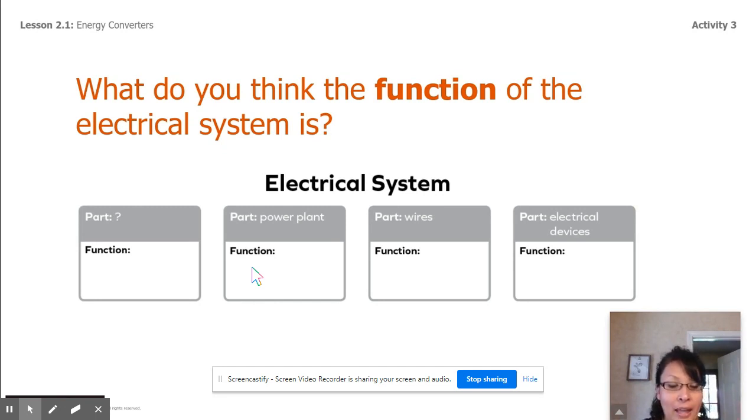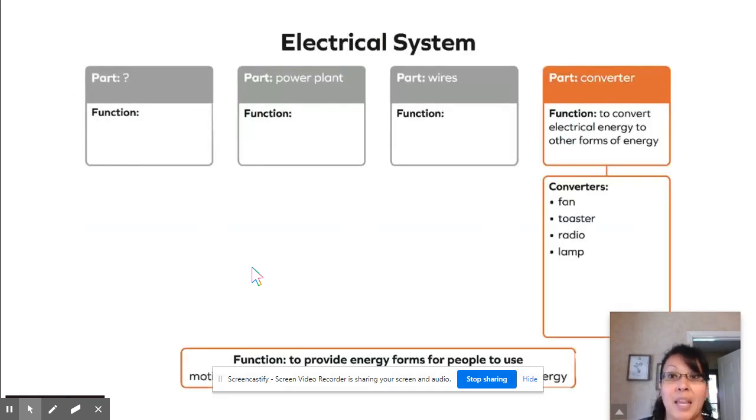So the electrical system provides electrical energy to make our devices work, and our devices change the electrical energy into different forms of energy. Here we go. The orange part, I want you to fill in your diagram. This is the part where you're going to stop the video, and we're going to fill this in.